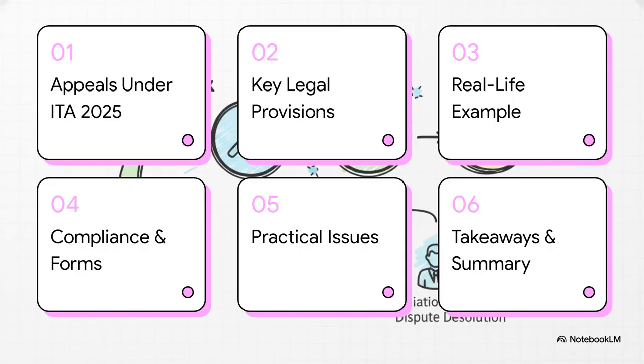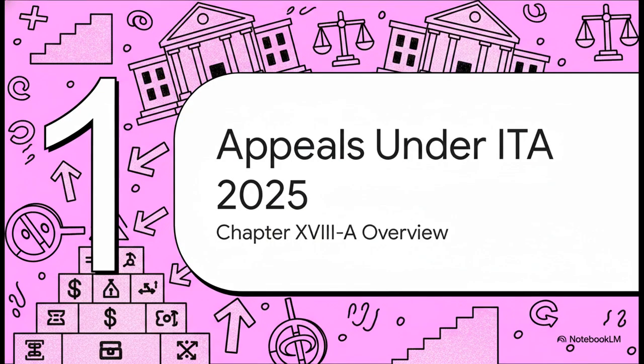Here is what we're looking at today. We'll quickly cover: 1. Appeals under ITA 2025. 2. Key legal provisions explained. 3. A real-life taxation example. 4. Compliance and statutory forms. 5. Common practical issues. And finally, 6. Key takeaways and summary.